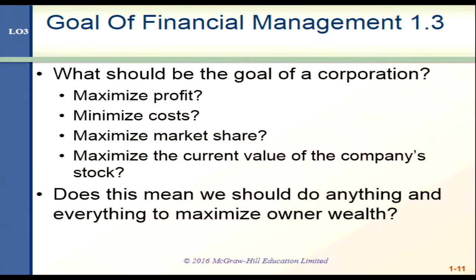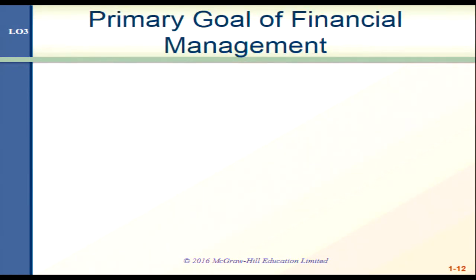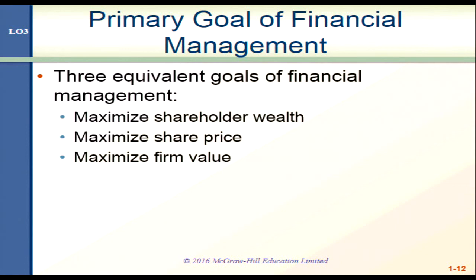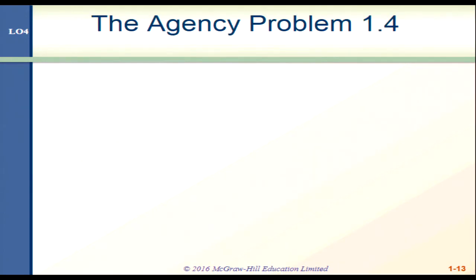And as such, let's look at these goals in detail. First and foremost, we look at maximizing the shareholders' wealth, maximizing the share price, and also maximizing the firm's value. So this is the primary goal of an agency. Because of that, it leads to one problem, which we call the agency problem.